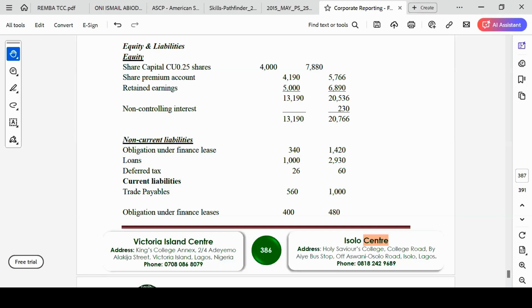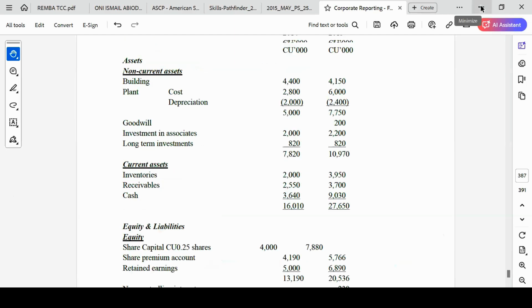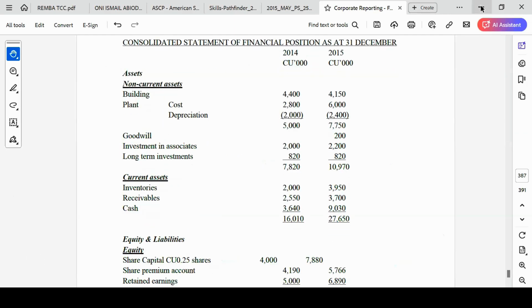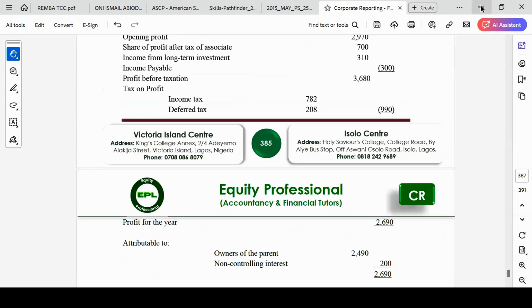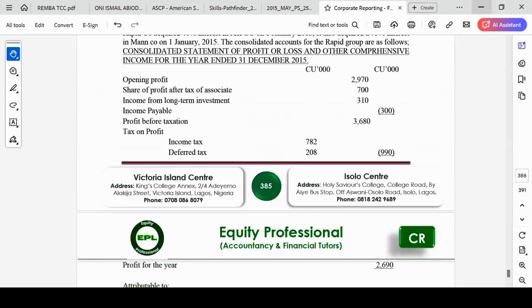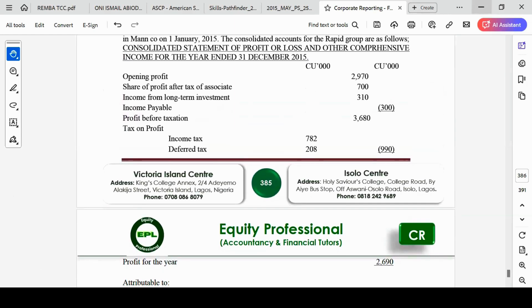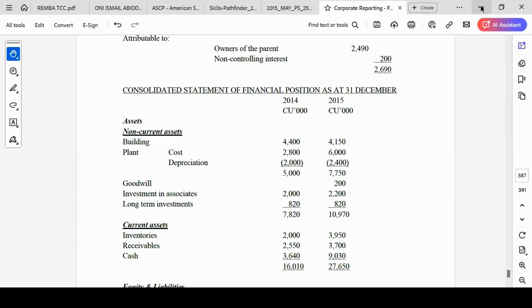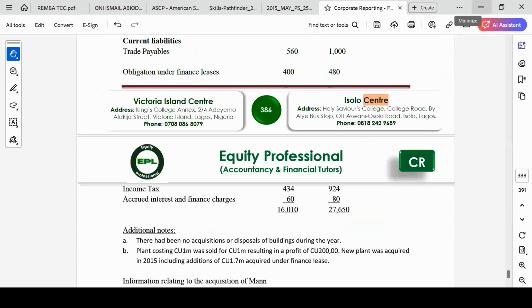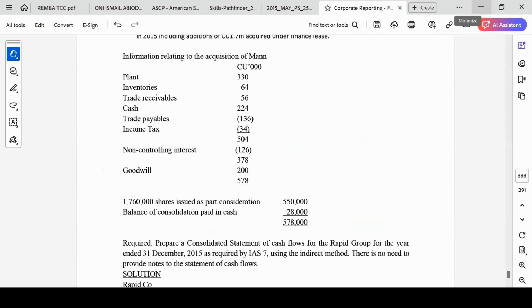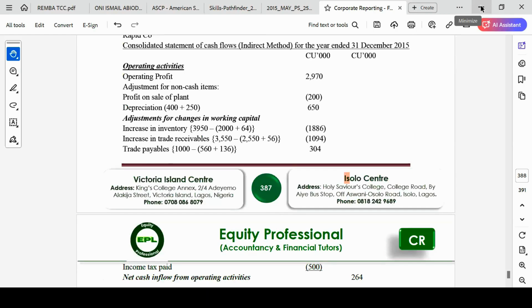The only areas where I differ with the question, not even with the solution, is where they said, under depreciation for plant, I said it's 2.2 million, not 2 million. And I also said that where you have income payable, it is actually interest payable. It's nothing like income payable. Those are the two text errors that you have there, as far as I know.